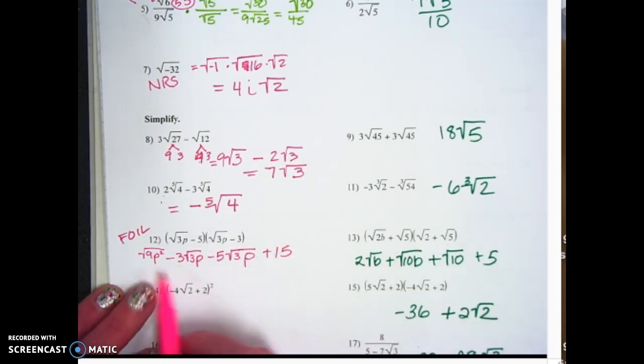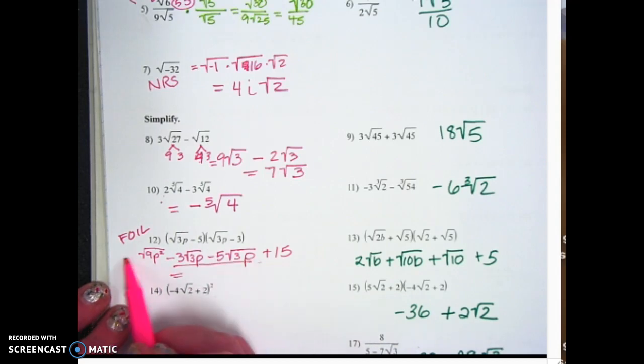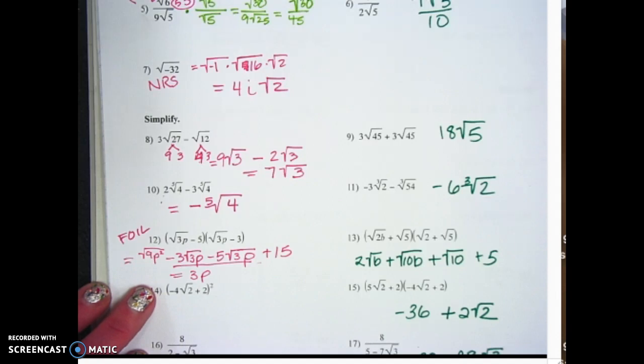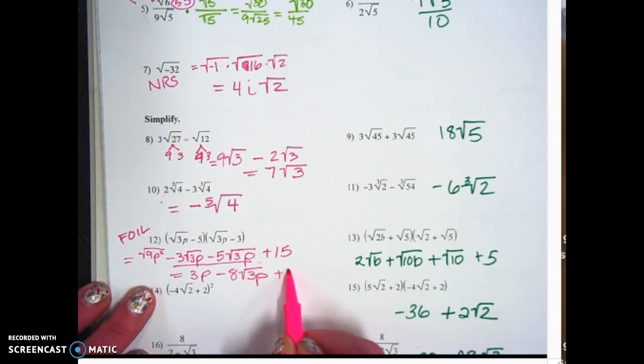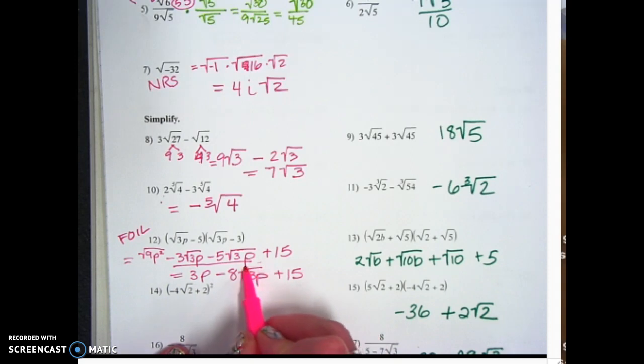So I can simplify this and I can combine these two. That's what I can do. Square root of 9p squared is 3p. And then the two middle terms can combine to get what? Negative 8 square roots of 3p plus the 15. Every once in a while you can combine more, but on this one you can't because they're not like terms.